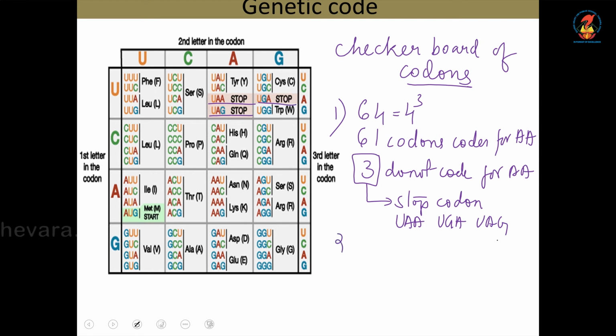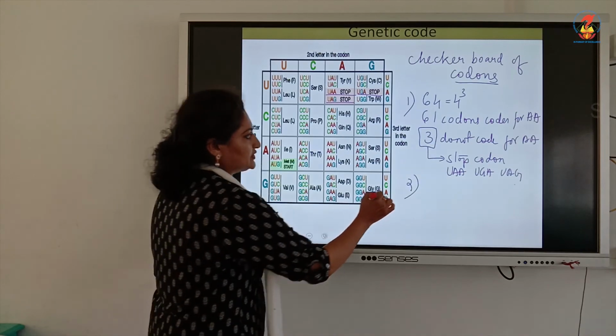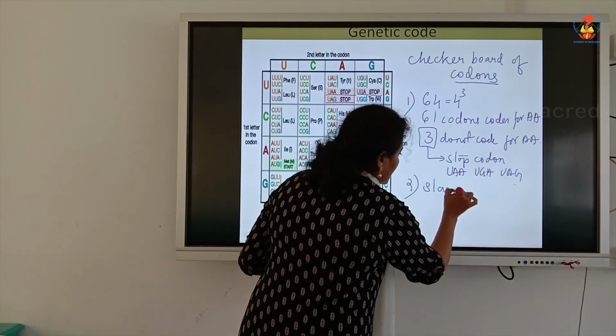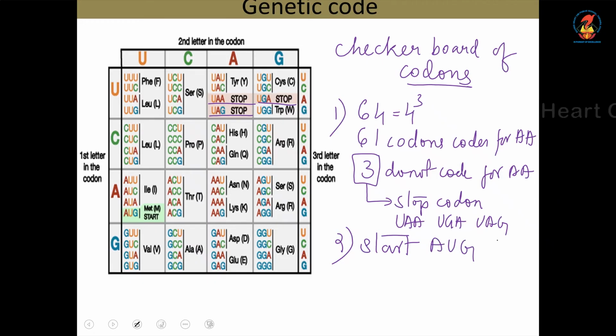Second feature of the genetic code is that the start codon is AUG. Which is the start? AUG. Look, I am figuring it out here. The start codon is AUG and it binds with which amino acid? It binds with the amino acid methionine. Clear?